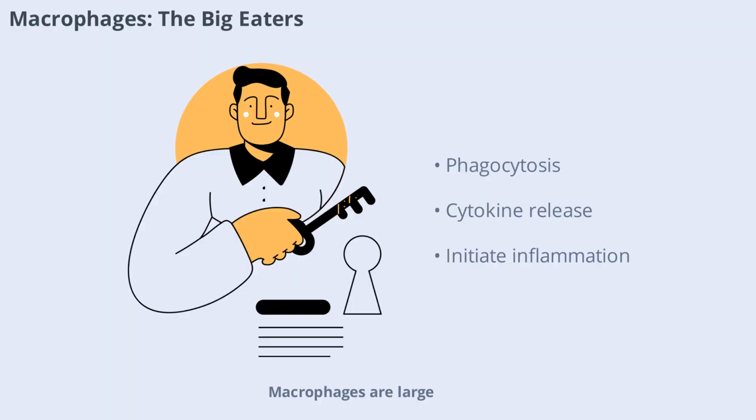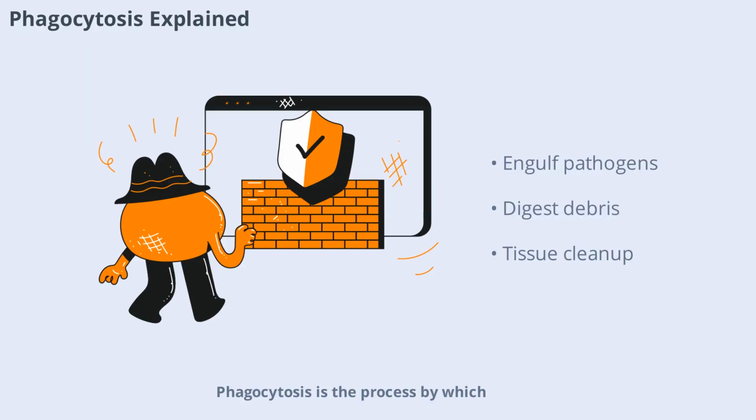Macrophages are large, versatile cells that play a central role in innate immunity. Their main effector function is phagocytosis, where they engulf and digest pathogens, dead cells, and debris. Macrophages also release cytokines to recruit other immune cells and help initiate inflammation, which is essential for fighting infections and healing injuries. Phagocytosis is the process by which macrophages and other phagocytes ingest harmful particles. The cell surrounds the target, engulfs it, and breaks it down using enzymes.